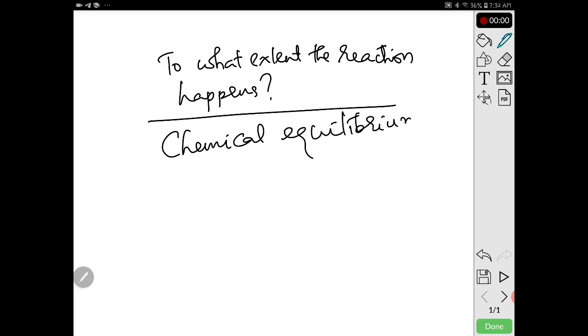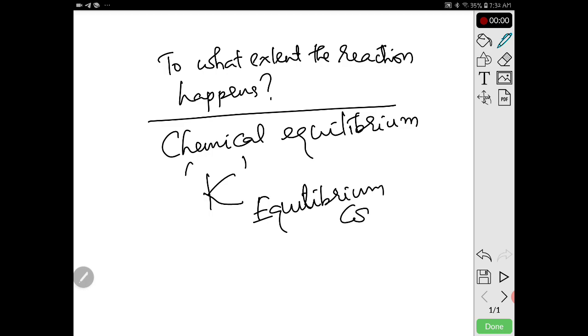Especially in equilibrium, there is a particular parameter we call the equilibrium constant. Just like in thermodynamics, free energy is important, in equilibrium the equilibrium constant is important. If you look at the concepts of equilibrium constant, you have to have a prior knowledge of chemical kinetics.